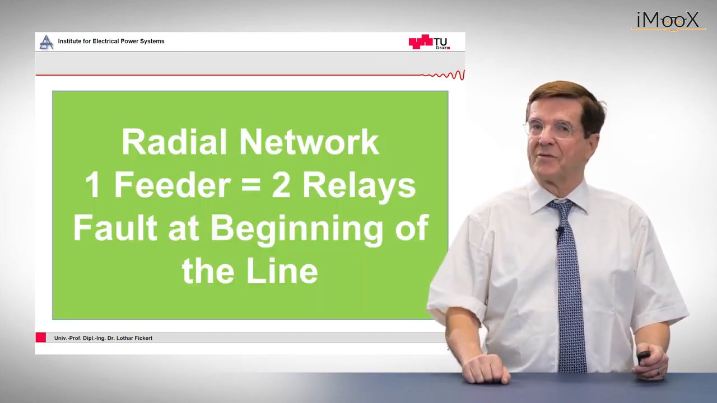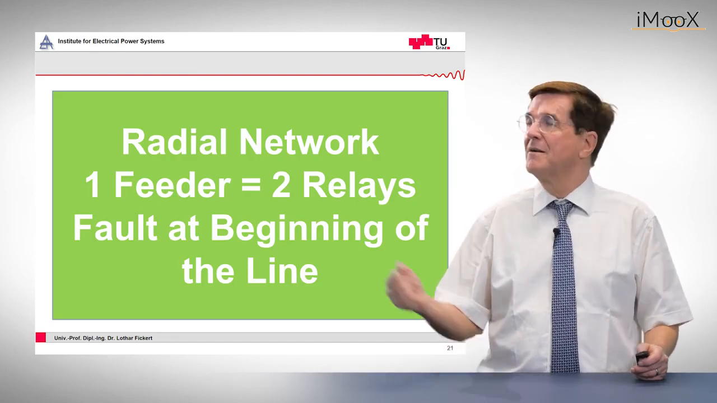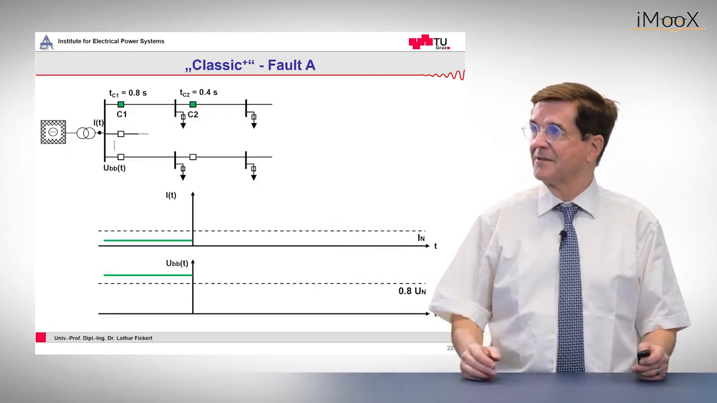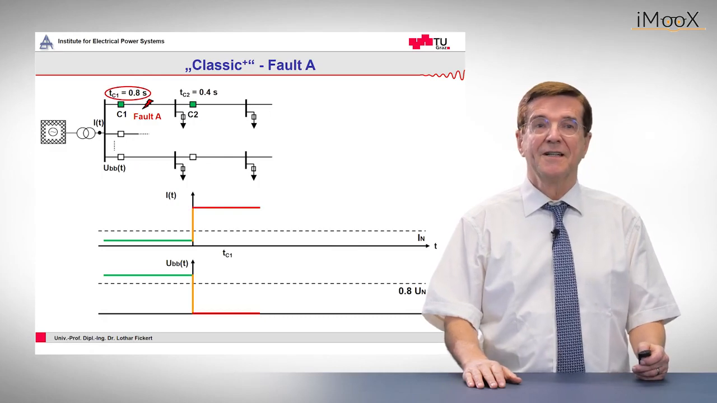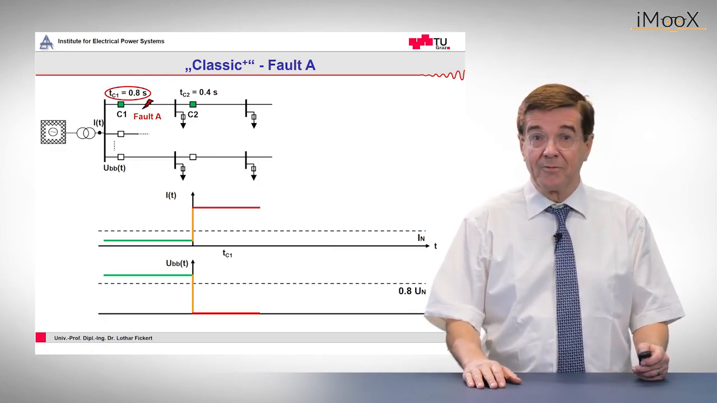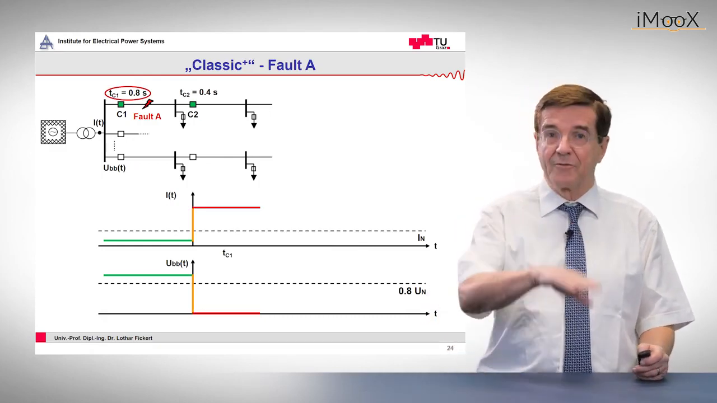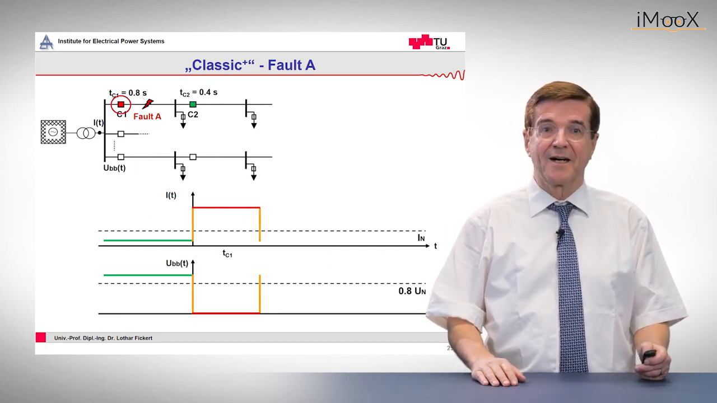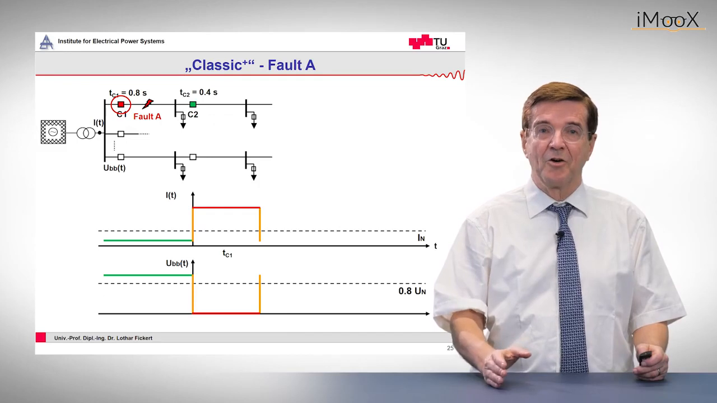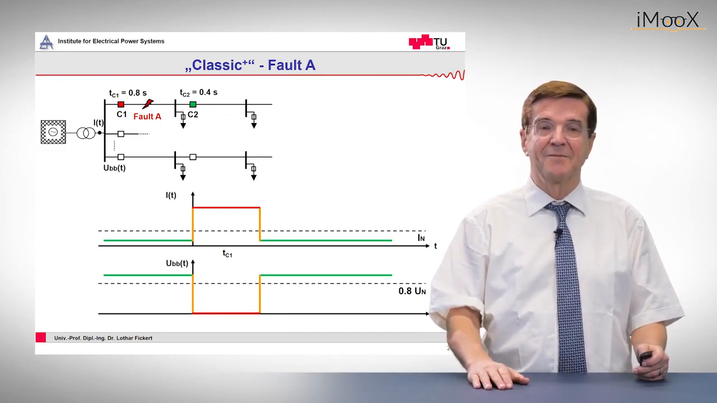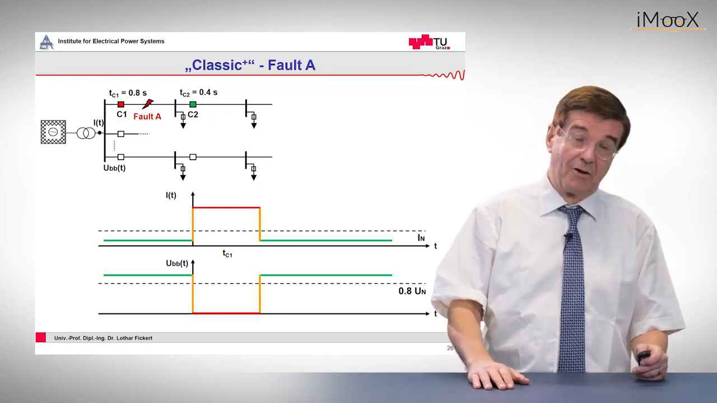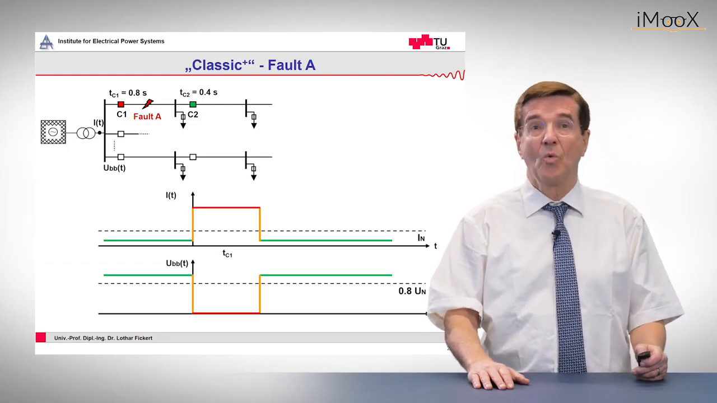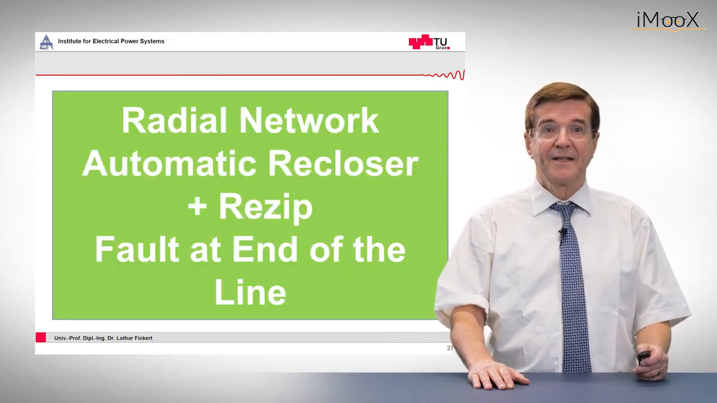What happens if we have the same network but now a fault at the beginning of the line? Again, the fault occurs, the timer starts, but now, according to the principle of time grading, we have a higher tripping time of 0.8 seconds. After this, the circuit breaker opens and the whole system is at a regular voltage state at least. But one feeder is lost.